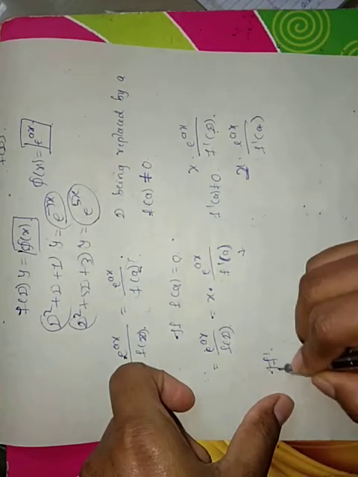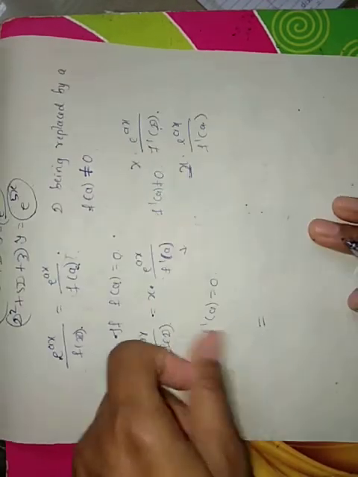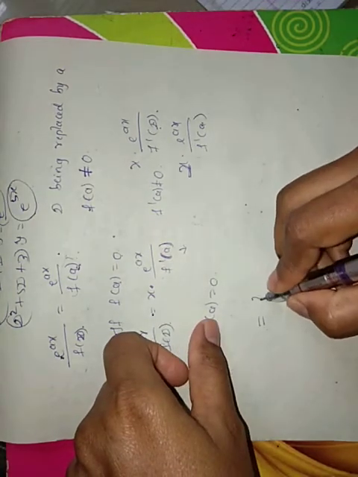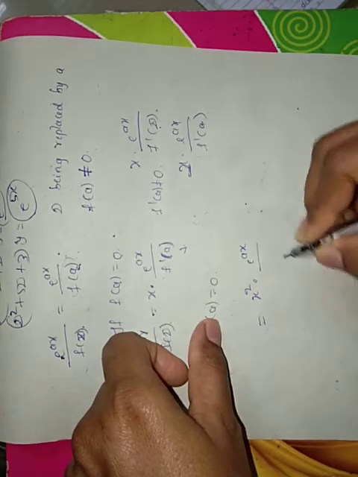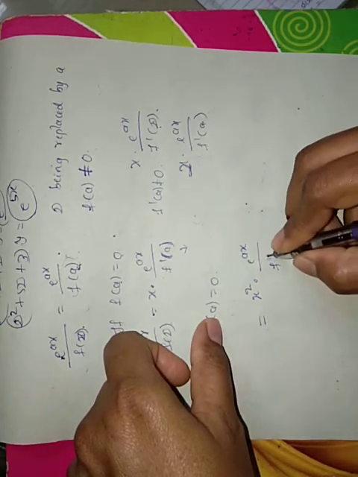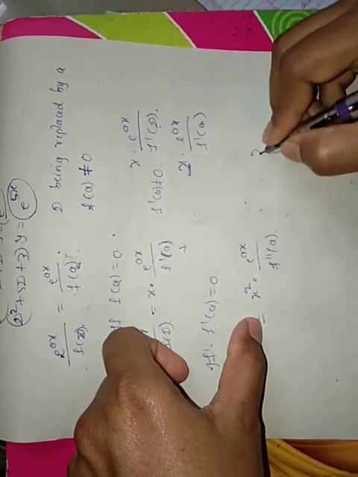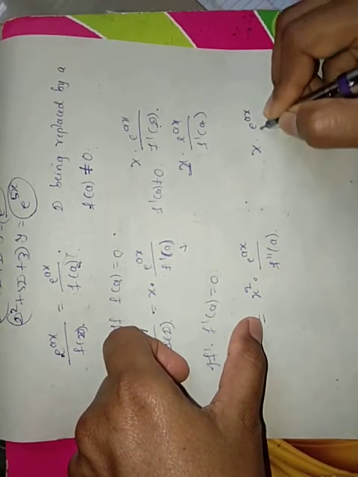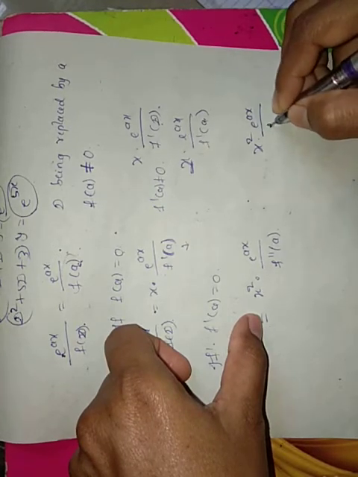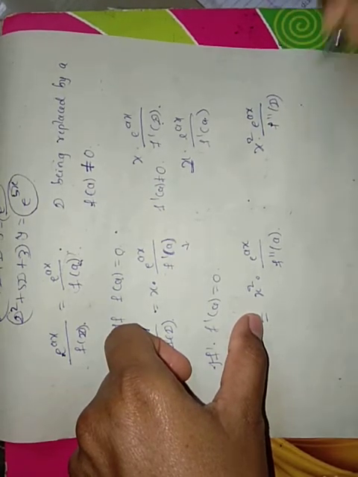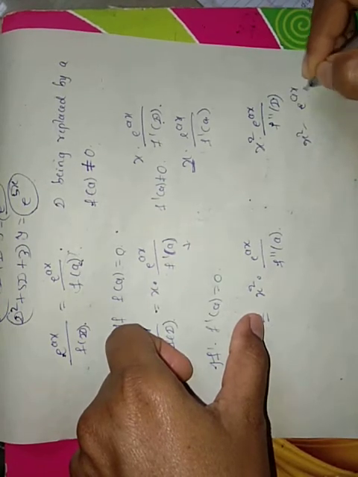Suppose f dash of a also tends to 0, then the next procedure is to take x square into e raised to ax divided by f double dash of a. That means the particular integral is equal to x square into e raised to ax, taking the second derivative of f of D and then replacing D by a.